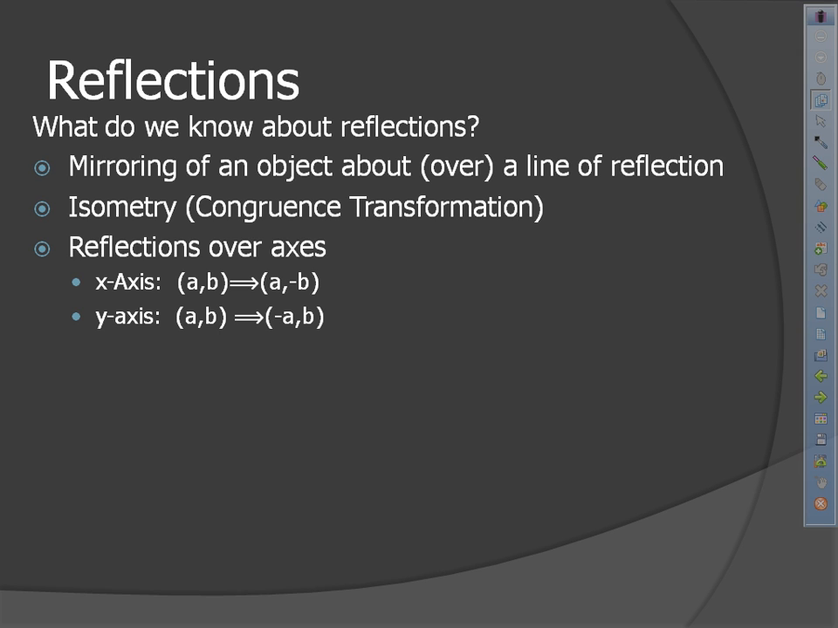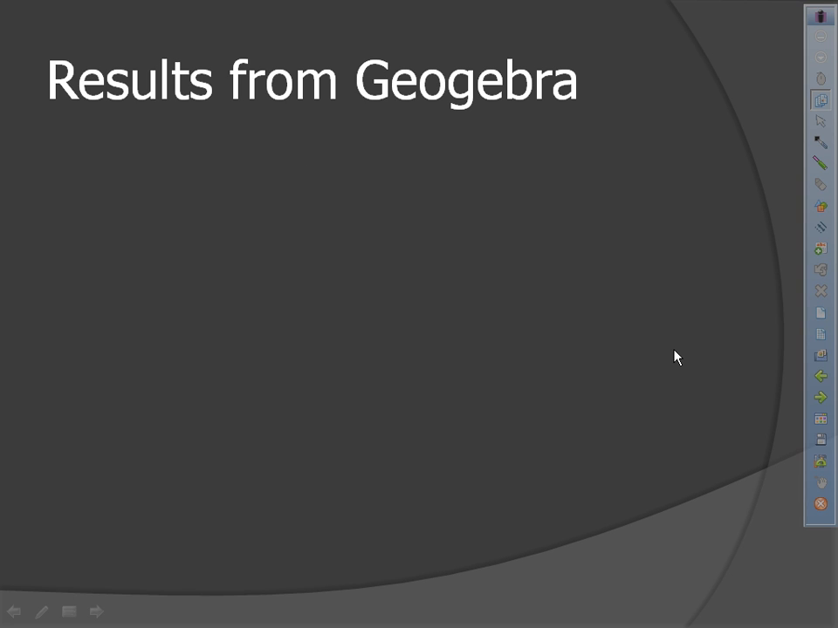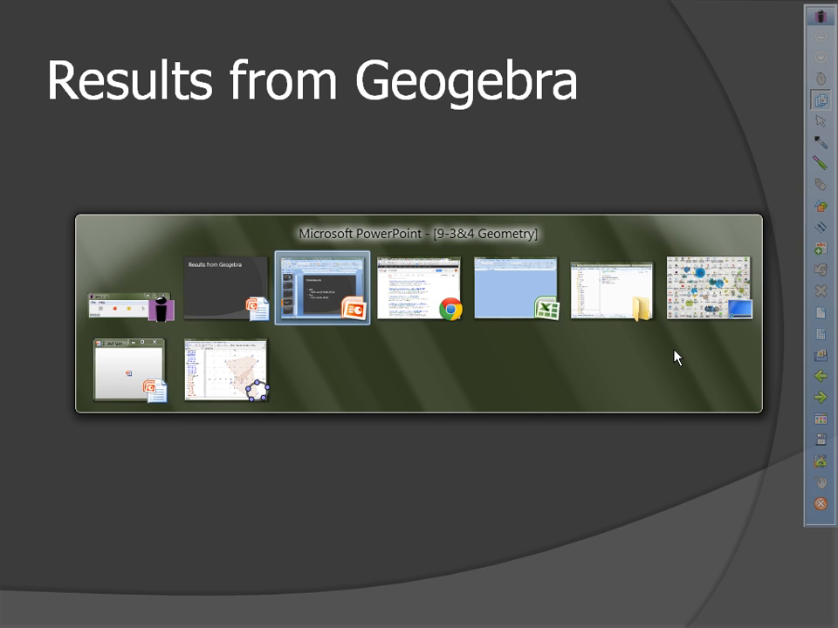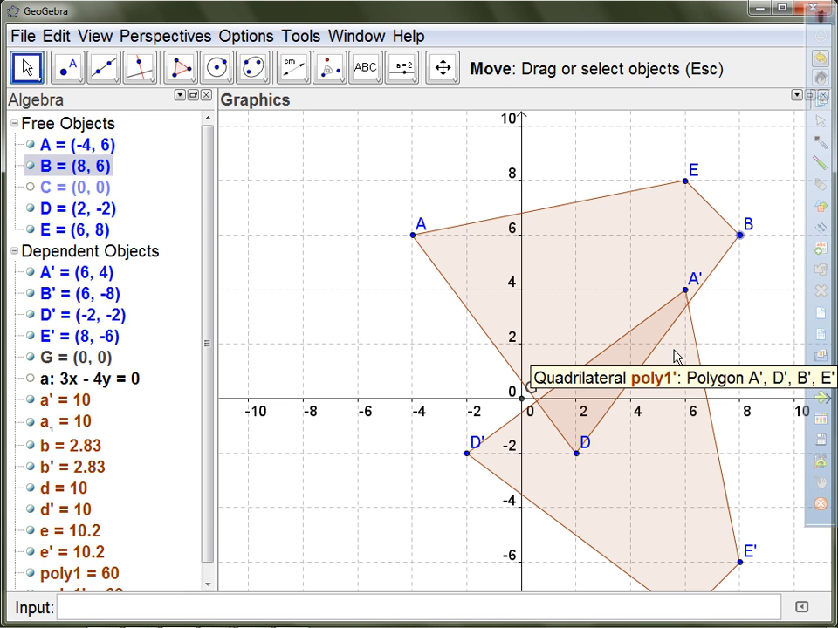For Chapter 9, though, we do need to talk about reflections in a different way. We do need to talk about reflections over, well, any line, and we'll have some specifics for it, and then we'll also talk about how we can reflect over the line y is equal to x. Now, we're going to spend some time in GeoGebra to get us to a good place with this material.